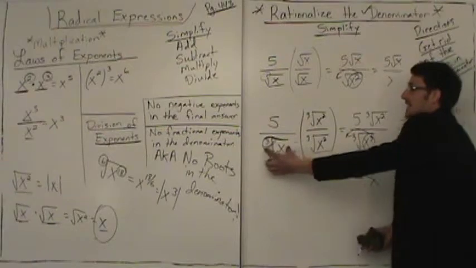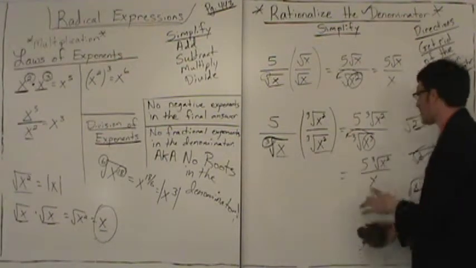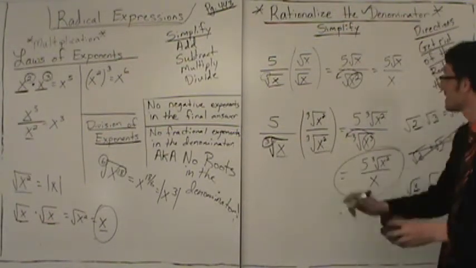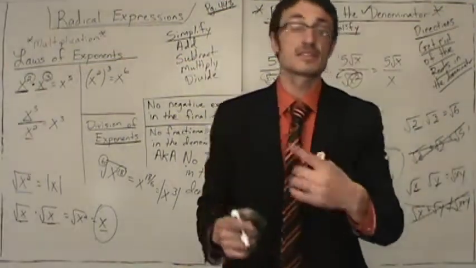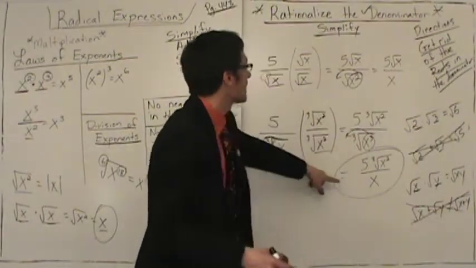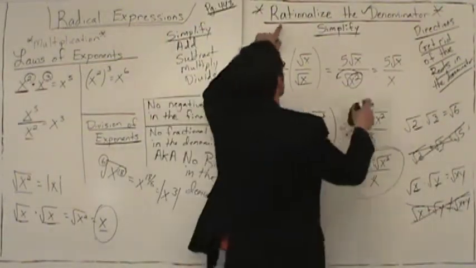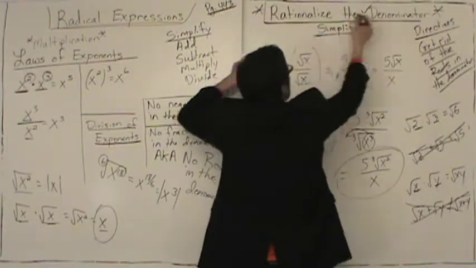Have we successfully gotten the root out of the denominator? Yes. Okay, so is this fully simplified? Yes. What is this process called? Getting the root out of the denominator. The process of getting the root out of the denominator is called what?